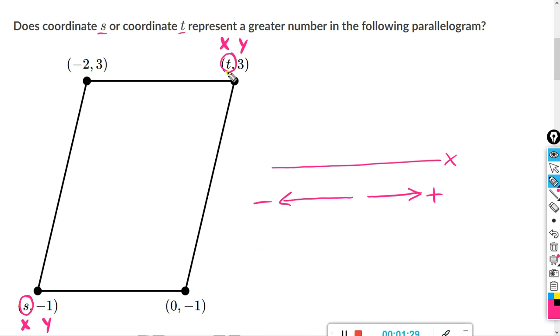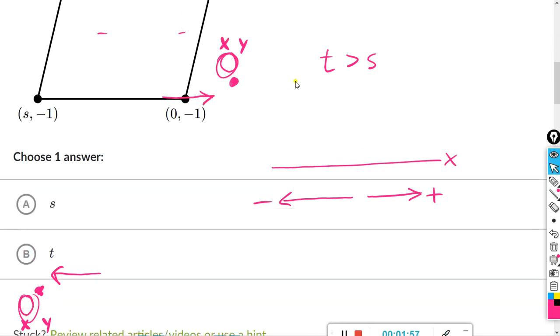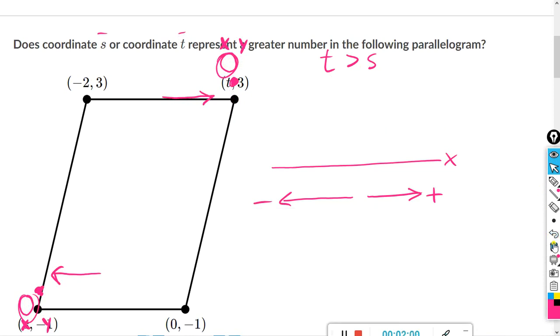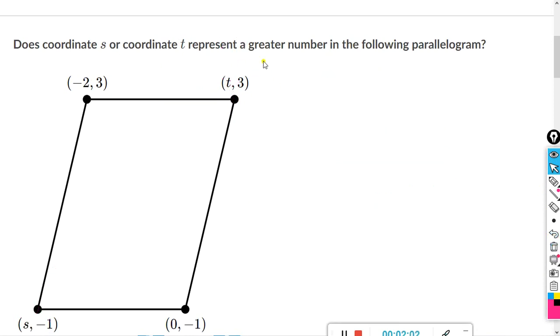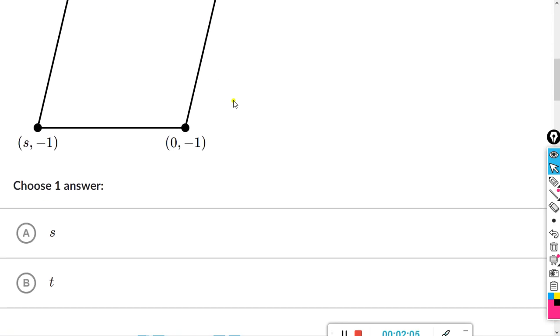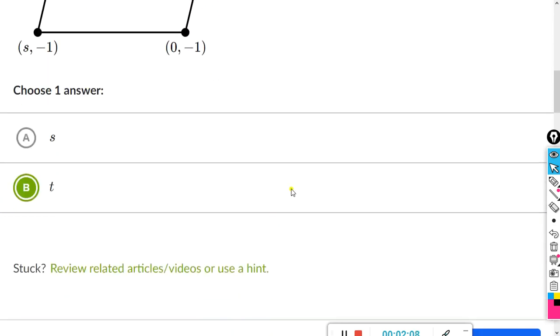All right. So clearly we can see, if you compare this point here to this point here, this point is clearly more to the right of this point, which is more to the left. And since to the right is positive, the value for T has to be greater than the value for S. So we know that T is greater than S. And if you look at the answers, it just asks, does S or T represent a greater number? Well, we said T is greater than S, so T is the greater number.